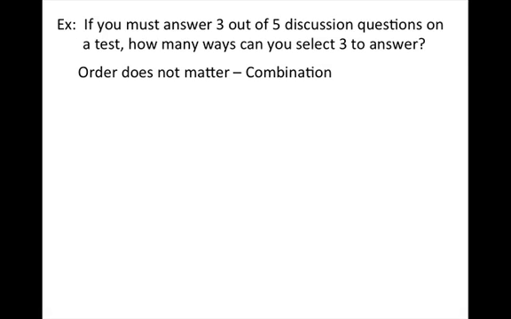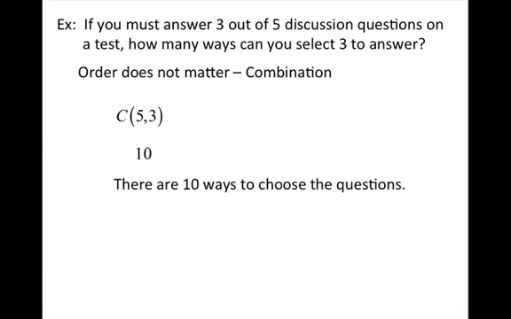It's going to be a combination. I have 5 questions to choose from, and I'm choosing 3 of them. So it's a combination of 5 choose 3. If you do this on your calculator, you get 10. So there are 10 ways to choose the questions to answer.